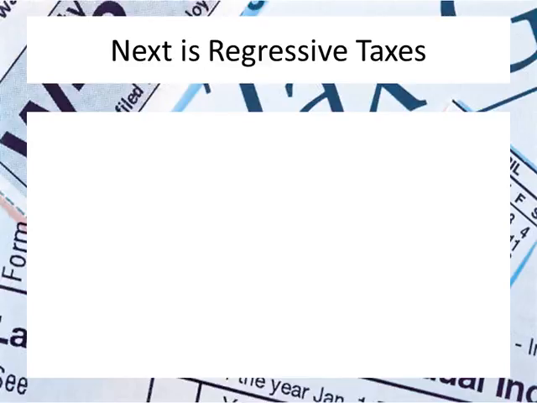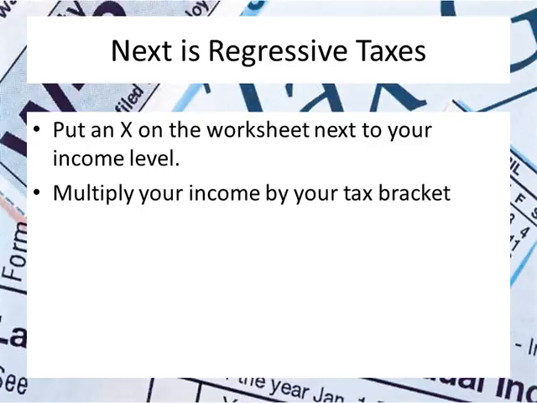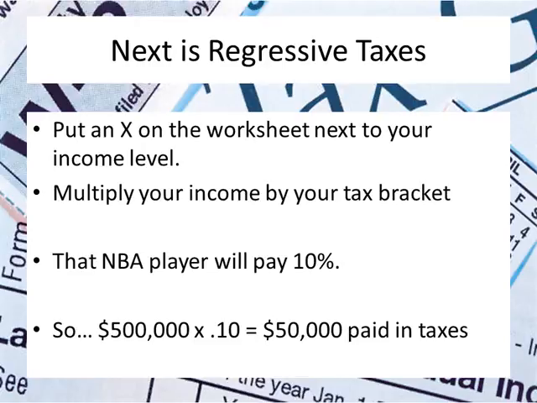So the regressive taxes are a little different. Remember, those are the sales taxes. As your income gets higher, the proportion you pay to taxes gets lower. So you're going to put an X on the worksheet next to your income level. Whatever your income level was from spinning the wheel, you put an X on the worksheet next to that. Next, you're going to multiply your income by your tax bracket. So for that NBA player, he's going to pay 10%. So $500,000 times 0.10 is $50,000 paid in taxes. And that's what we would put for the regressive tax.